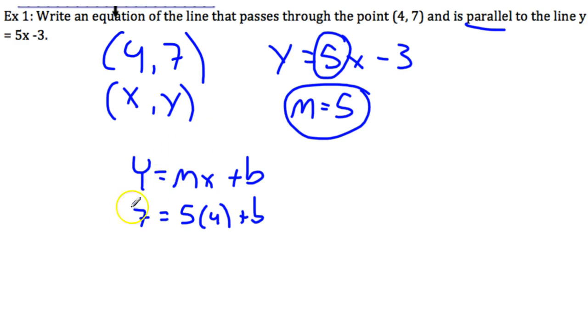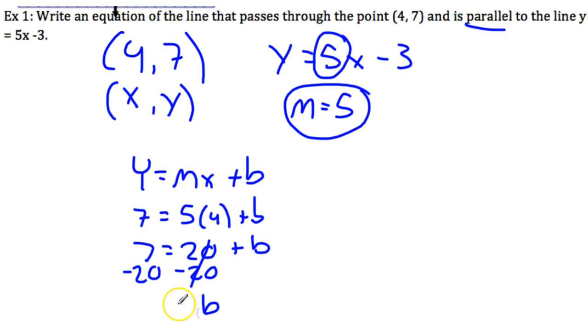Alright, now I can just solve this thing. 7 equals 5 times 4 is 20 plus b. To get b by itself, I need to move this 20 to the other side. So I'll do minus 20, minus 20. That cancels. My b equals 7 minus 20, which is negative 13. Negative 13 equals b. So I have my m is 5, my b is negative 13.